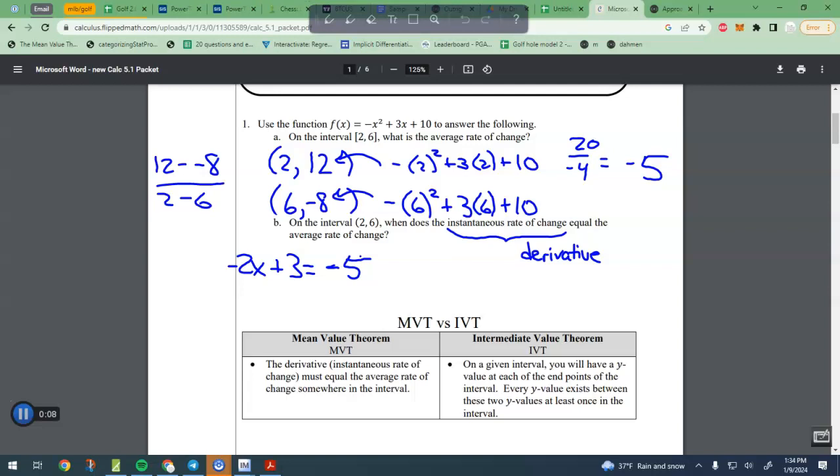And then you would solve this, so you get like -2x equals -8, and x equals 4. Does that process make sense? Questions about what I'm doing?